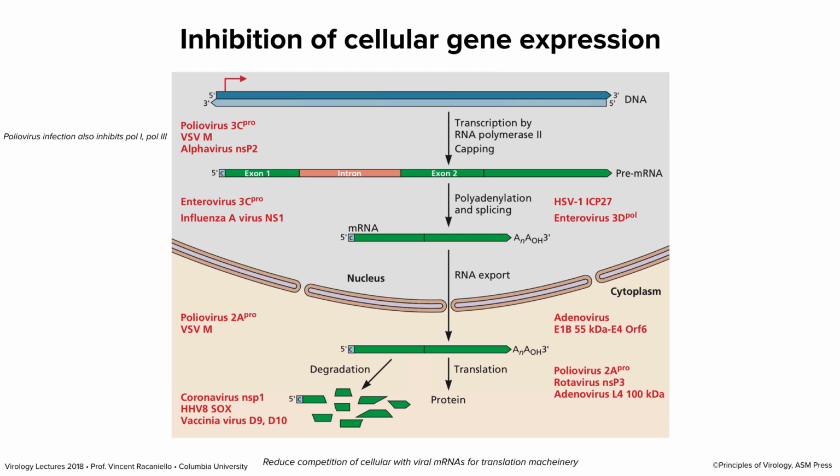Polio, VSV, adenovirus. There are some viral proteins that will degrade mRNAs. That's shown here. These are encoding proteins that chop up the mRNA. And a really interesting question is, how do they avoid chopping up their own mRNAs? We don't have good answers for that yet.